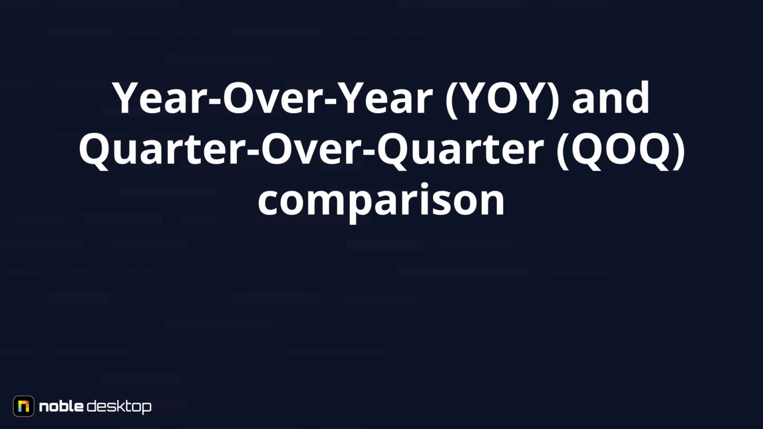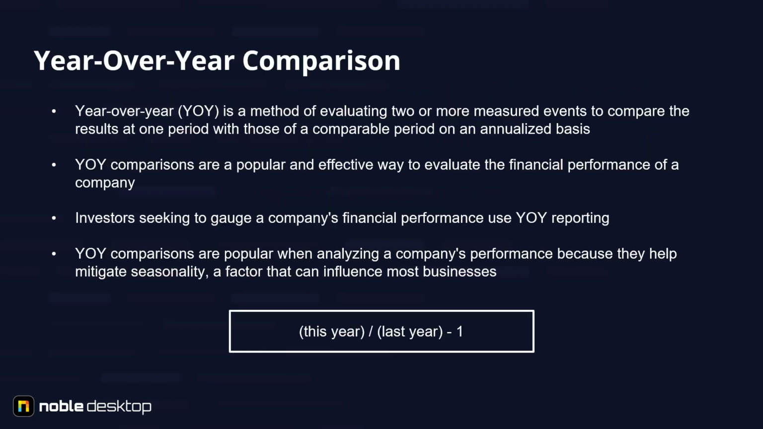Let's talk about year-over-year comparison and quarter-over-quarter comparison. Year-over-year is a method of evaluating two or more measured events to compare the results at one period with those of a comparable period on an annualized basis. Year-over-year comparisons are a popular and effective way to evaluate the financial performance of a company.